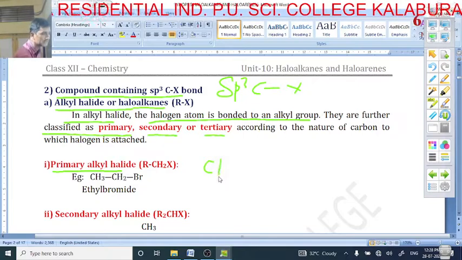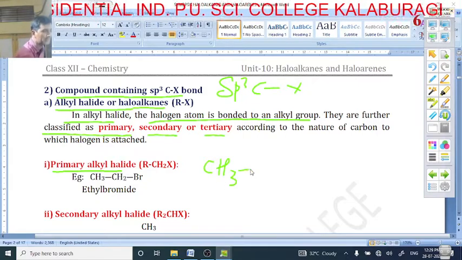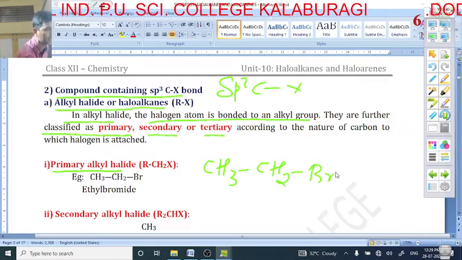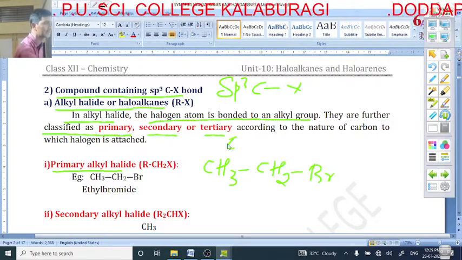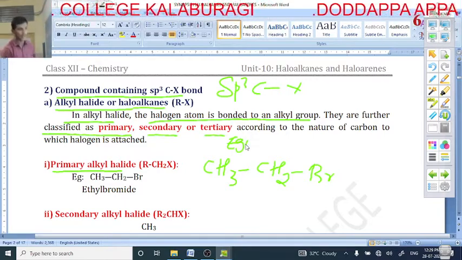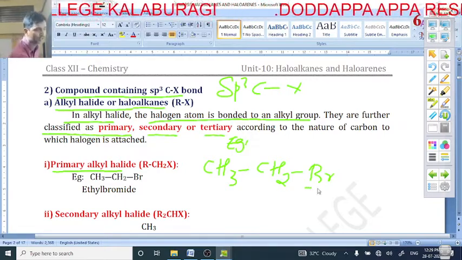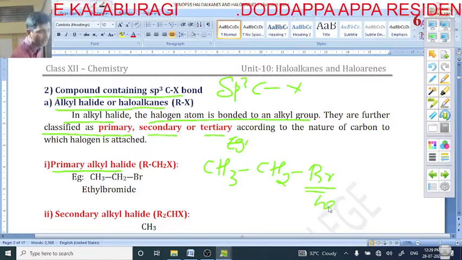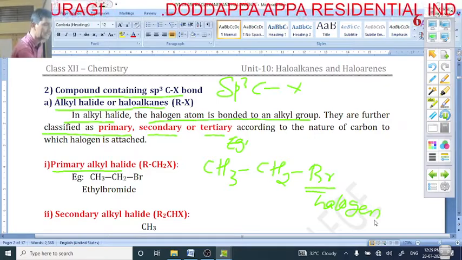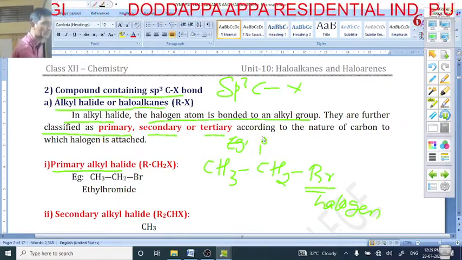Here this is CH3, this is CH2 and this is Br. So this is an example of a primary alkyl halide. In this primary alkyl halide, this is the halogen. Br is the halogen. This halogen is attached to a primary carbon.